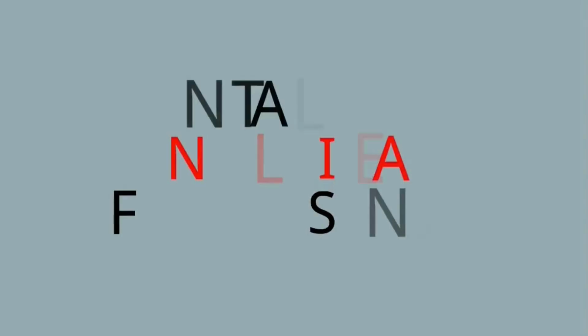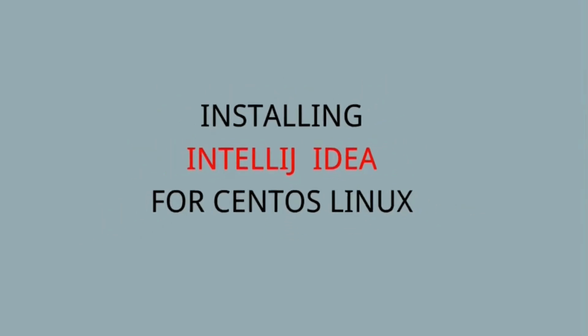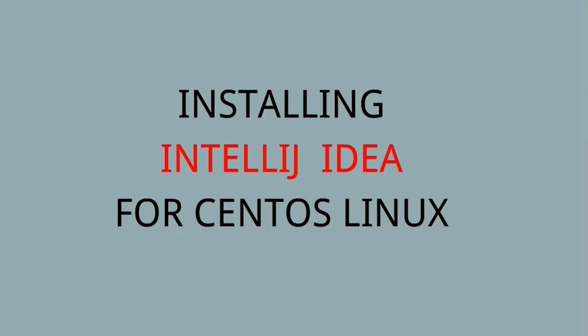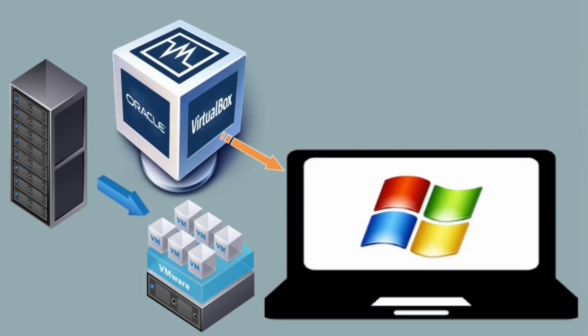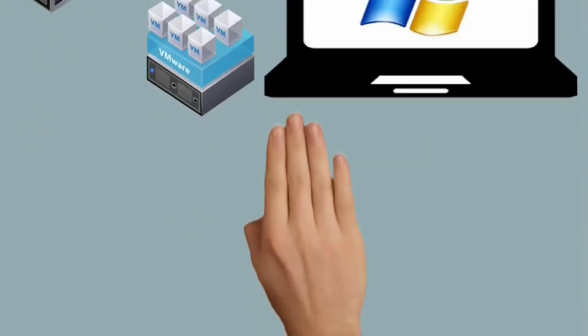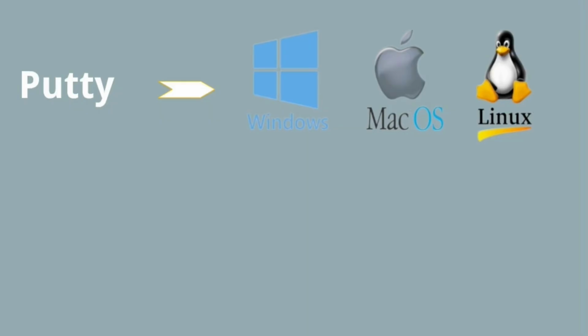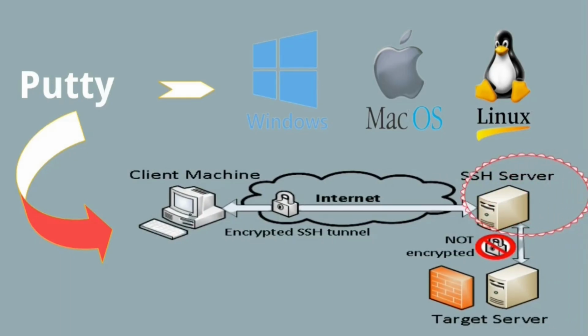In this lecture, we will cover the installation of IntelliJ IDEA on CentOS Linux. Let's get started. I'm currently setting up a virtual machine in VirtualBox on Windows with CentOS Linux as the operating system. I'm also connecting to CentOS using PuTTY, which is available for Windows. Please note that PuTTY allows you to connect to your Linux machine from a Windows operating system.